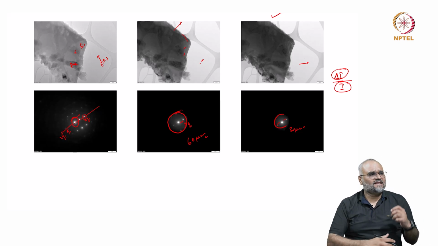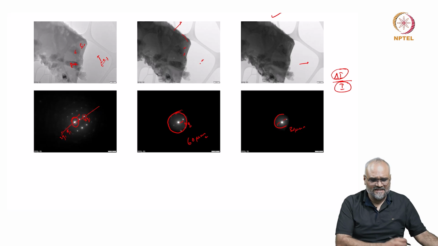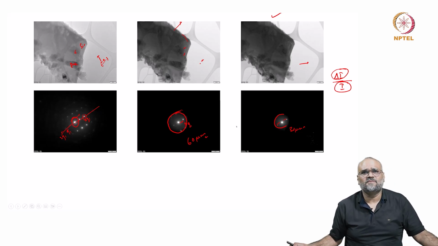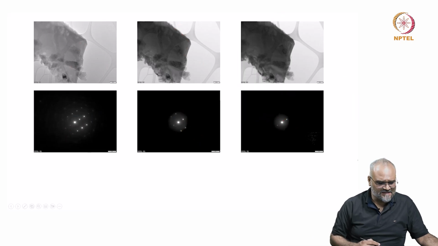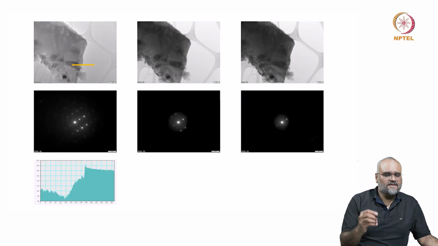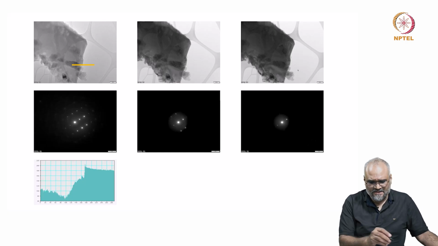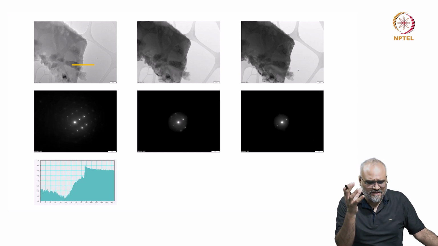Let us see, as a function of the insertion of the aperture, how the contrast has changed by drawing a histogram across specific locations. Before I do that, let me just erase all the ink on the slide. So, if I obtain a histogram from the same region on these three images, from the same specimen, same orientation, same configuration, the only change I have made is inserting the aperture.